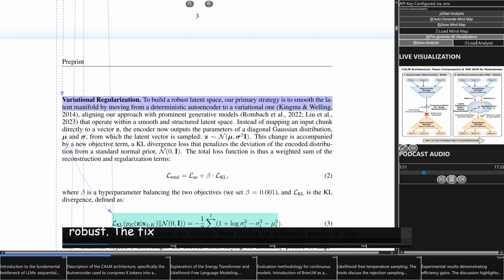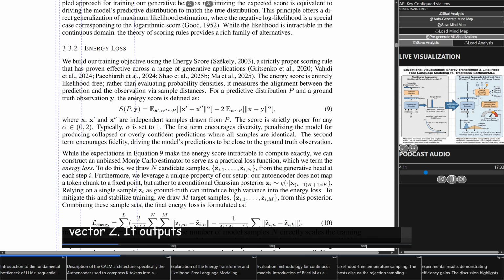The fix is to apply some serious discipline through what's called variational regularization. So instead of a simple deterministic autoencoder, they shift to a variational autoencoder, or a VAE. Okay, so walk us through that. How does sampling and probability smooth out this map? Well, the encoder doesn't just output a single fixed vector Z. It outputs the parameters, the mean, mu, and the variance, sigma, of a diagonal Gaussian distribution. The latent vector Z that the decoder actually sees is sampled from that distribution.